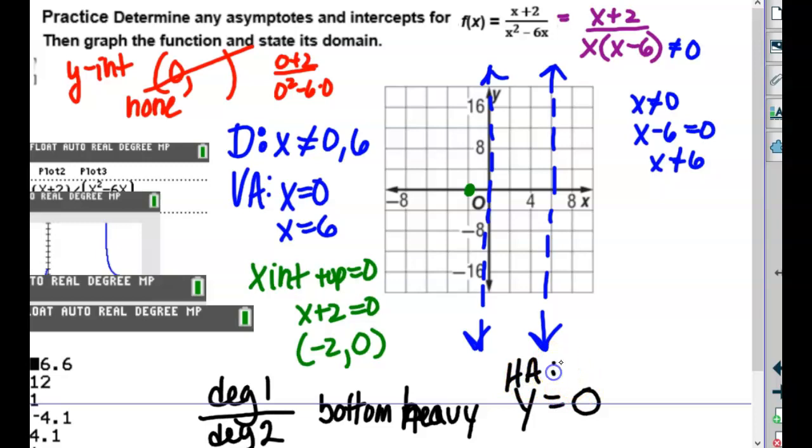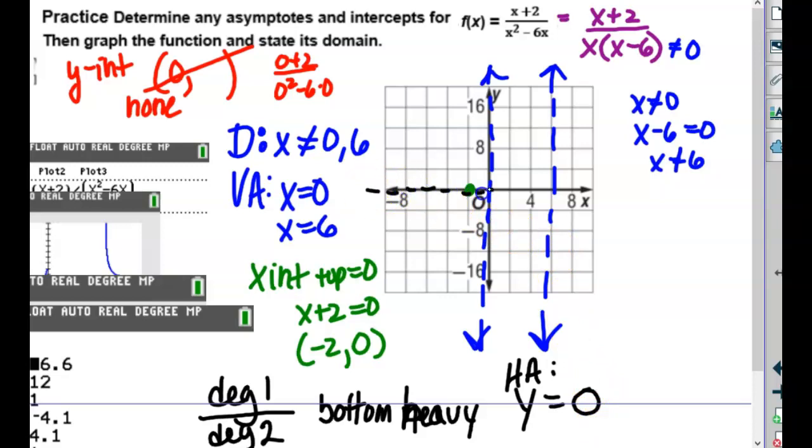Now, again, let me try to make sense of that for you. If I just put in a 10 right here, I would get a 12 on the top. I would get 100 minus 60 in the denominator, which is 40. But 12 over 40 is still less than 1, right? It's getting very small. So when you have more powers of x in the denominator, it's going to get very small. That's why that's happening. Okay, so y equals 0.